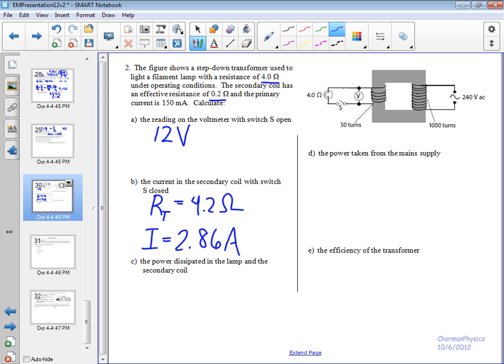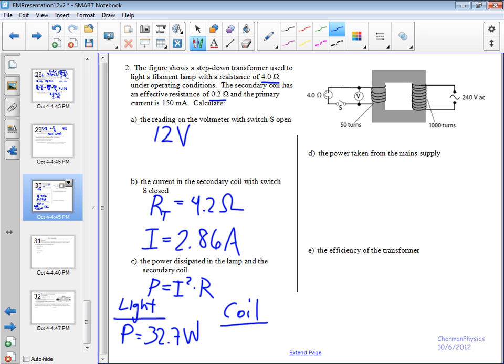So if we solve for the power used by each of these, each is going to be using 2.86 amps. I like to use, in this case, power is equal to current squared times the resistance. And so for the light bulb, the power that's going to end up being used is going to be equal to 32.7 watts. And for the coil, due to its 0.2 ohms worth of resistance, the power that ends up being dissipated is 1.6 watts.